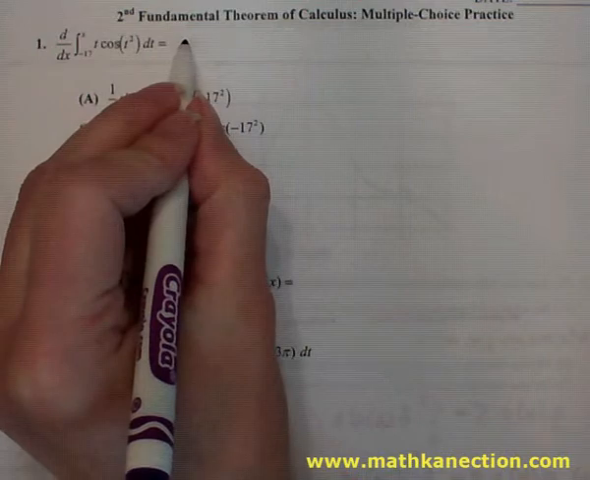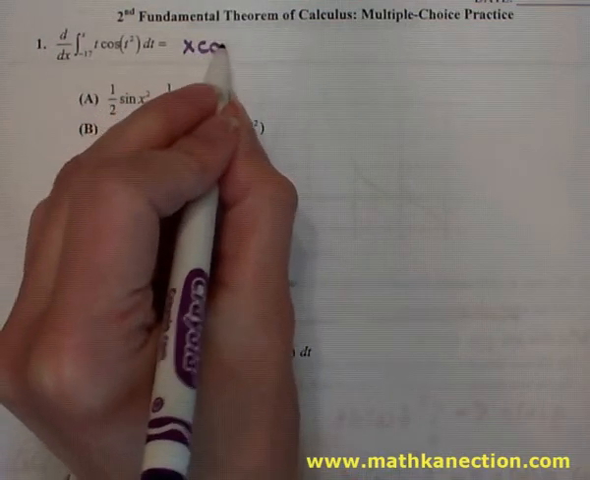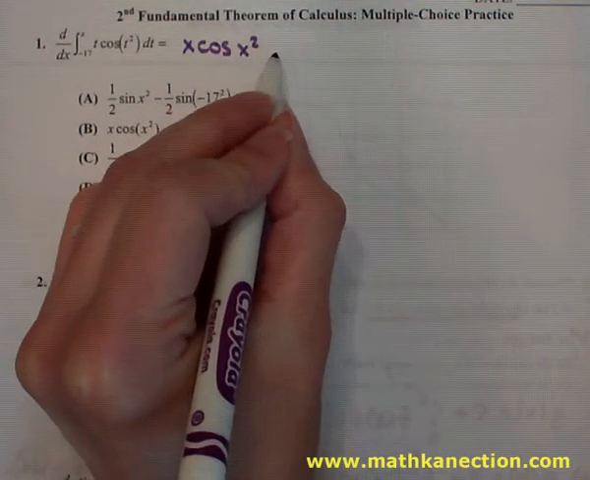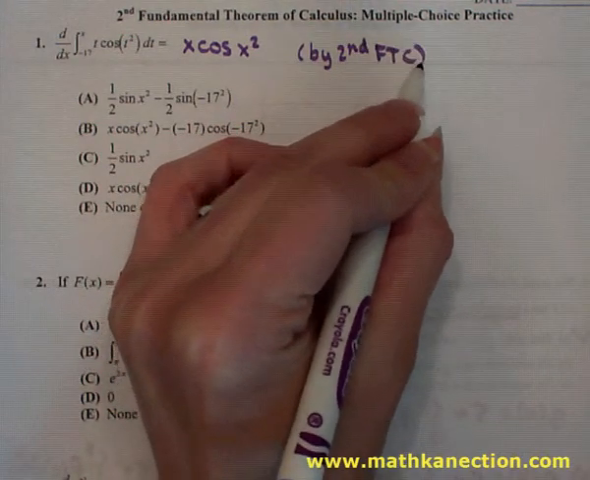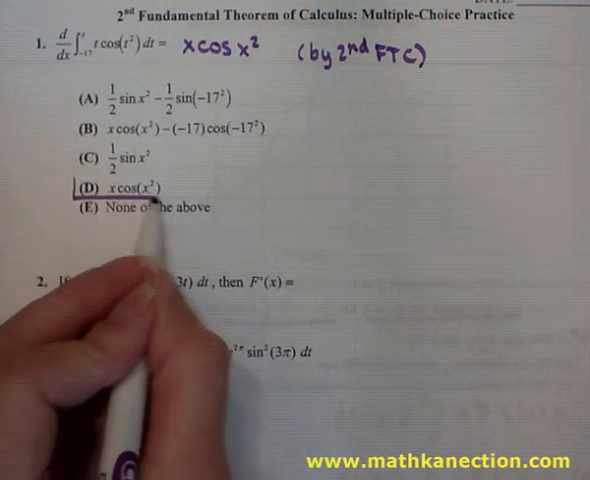According to the second fundamental theorem of calculus, the derivative and the integral cancel out, and x gets dropped in. So we have x cosine of x squared. So that's letter choice D.